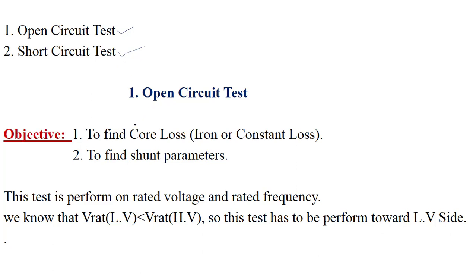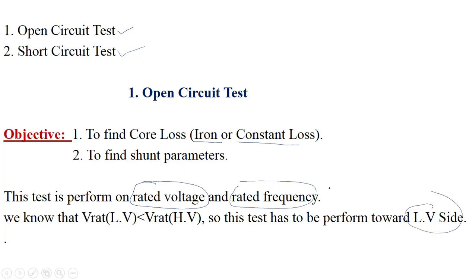In the open circuit test, the main objective is to find the core losses. By using the open circuit test we can find the core losses, which are also known as iron losses or constant losses. The second thing that we can find out is the shunt parameters. While performing the test, this test is performed at rated voltage. It means the test must be performed at the rated voltage and rated frequency. As we know that V rated low voltage is less than V rated high voltage, so this test has to be performed on the low voltage side.